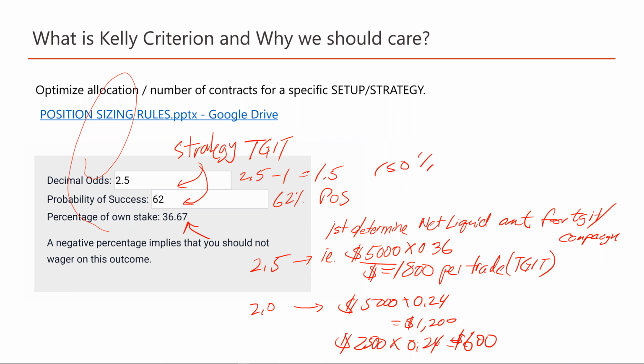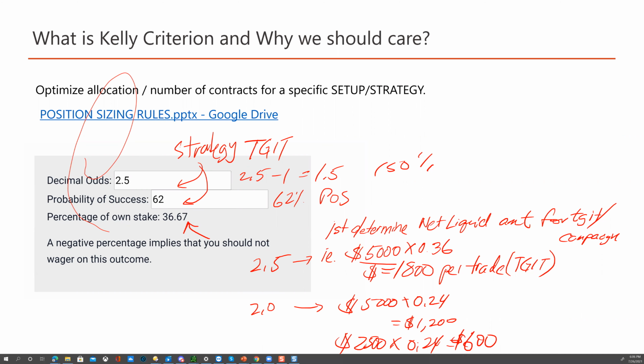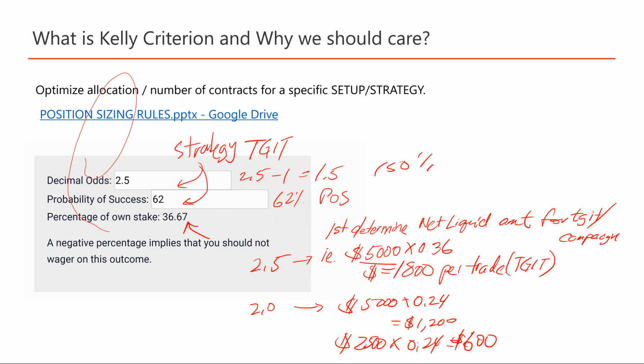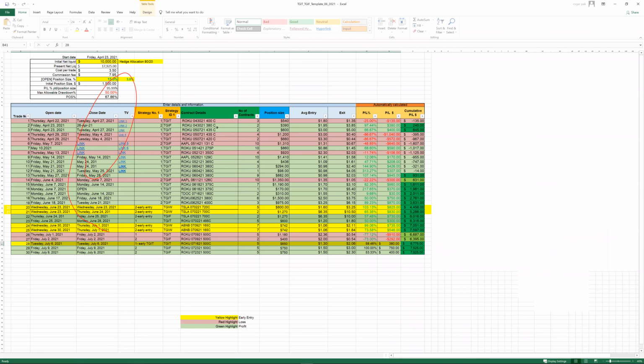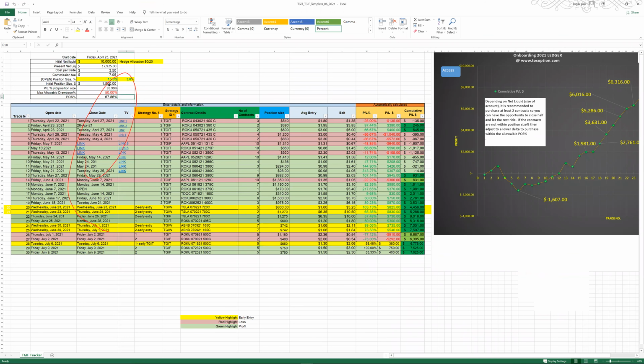Now, if you're just doing this exponential derivative stuff with options, right? You blow up your account, you might have to think about how much risk you took, right? Maybe you went in too deep, or you over position sized. And when we take a look at the TGIT record here, see that right there?